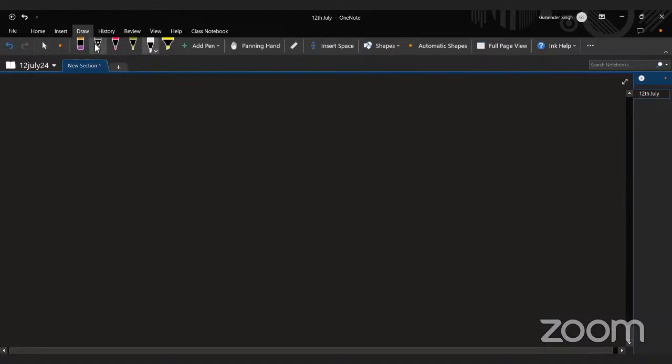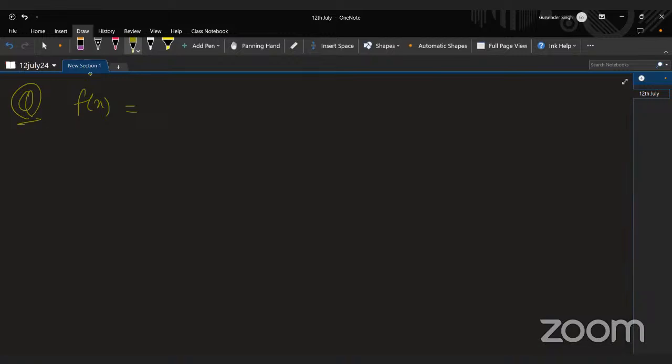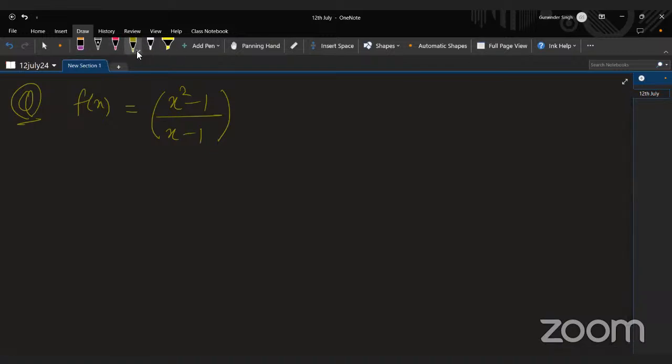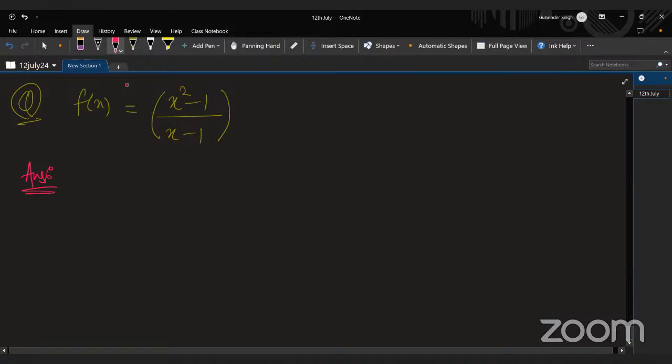Okay, so just one more problem, and after that I will leave you all. So tell me, first tell me its domain. What is its domain? What are the suitable values of x that I can put inside?